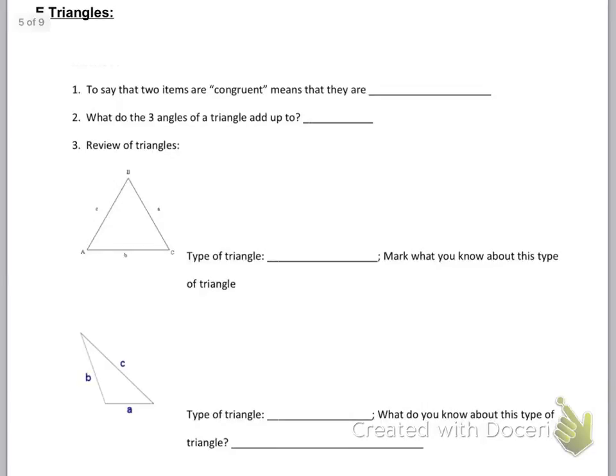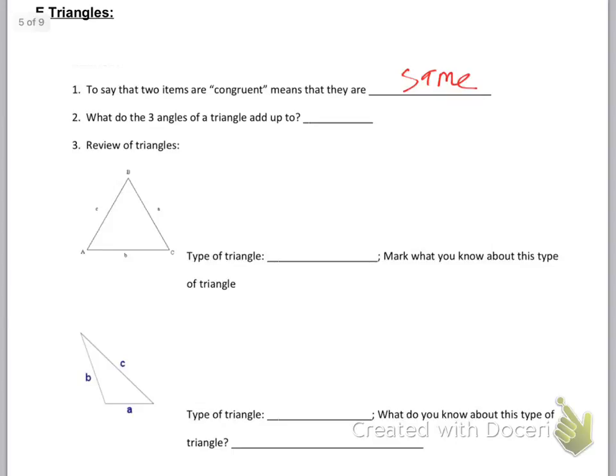Geotrig, lesson 1, day 3. Okay, so we're going to talk about triangles next. And to say that two items are congruent means that they are the same. I'm going to start speeding things up on here so that I don't have to wait. We should all have the outlines.